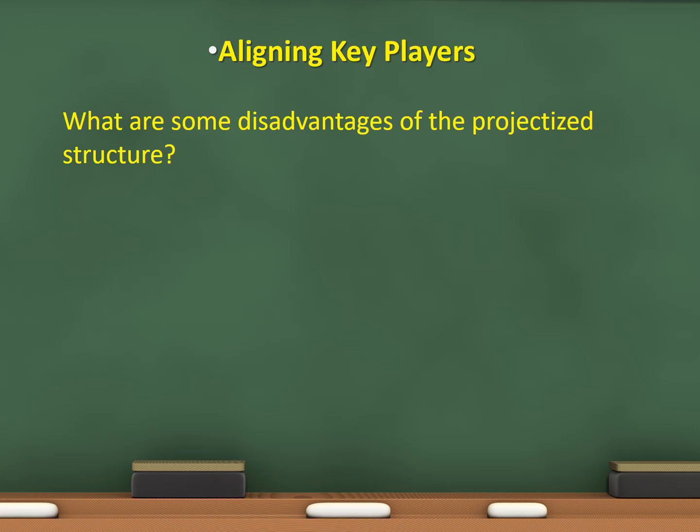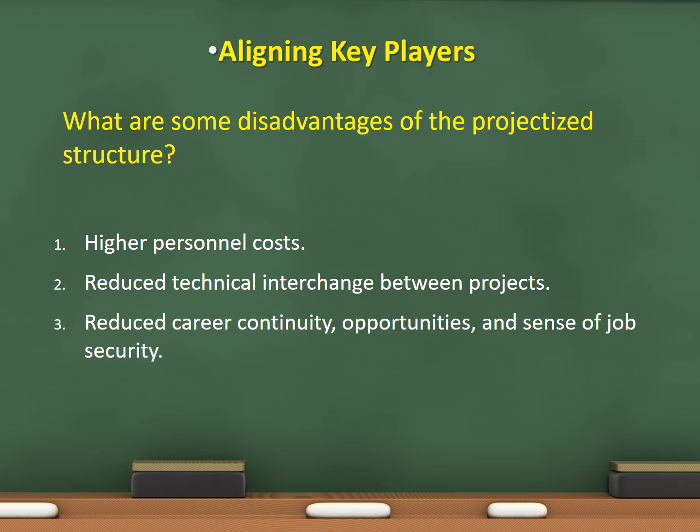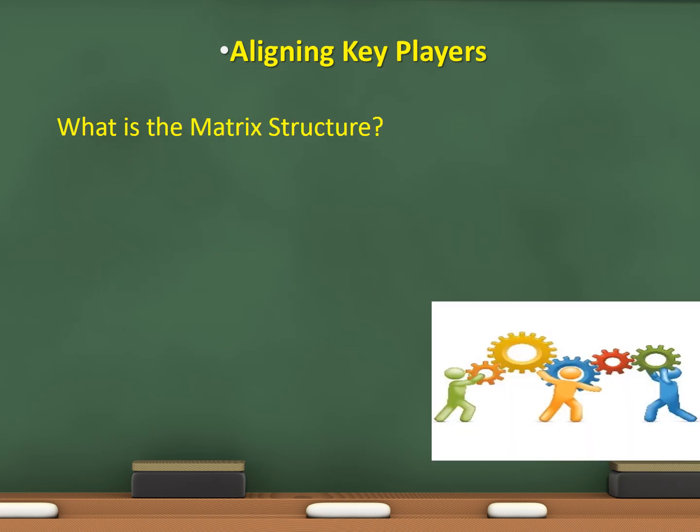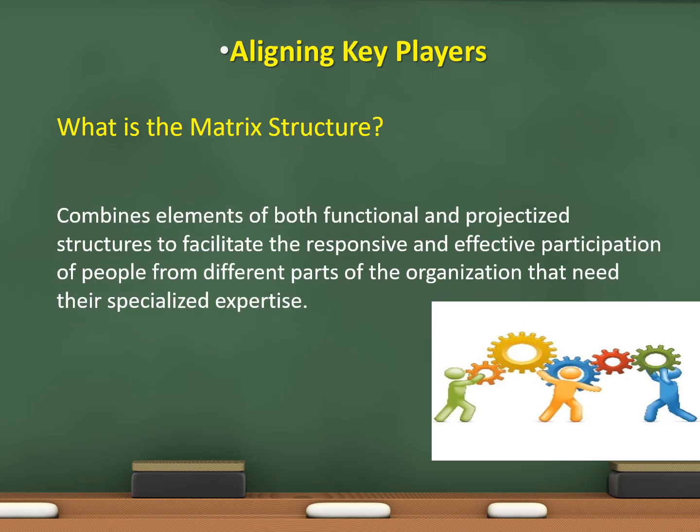Disadvantages of this particular structure are higher personnel costs, reduced technical interchange between projects, reduced career continuity opportunities and sense of job security. And then we have what's called the matrix structure. This combines elements of both the functional and the projectized structures to facilitate the responsive and effective participation of people from different parts throughout the organization where needed for their specialized expertise.